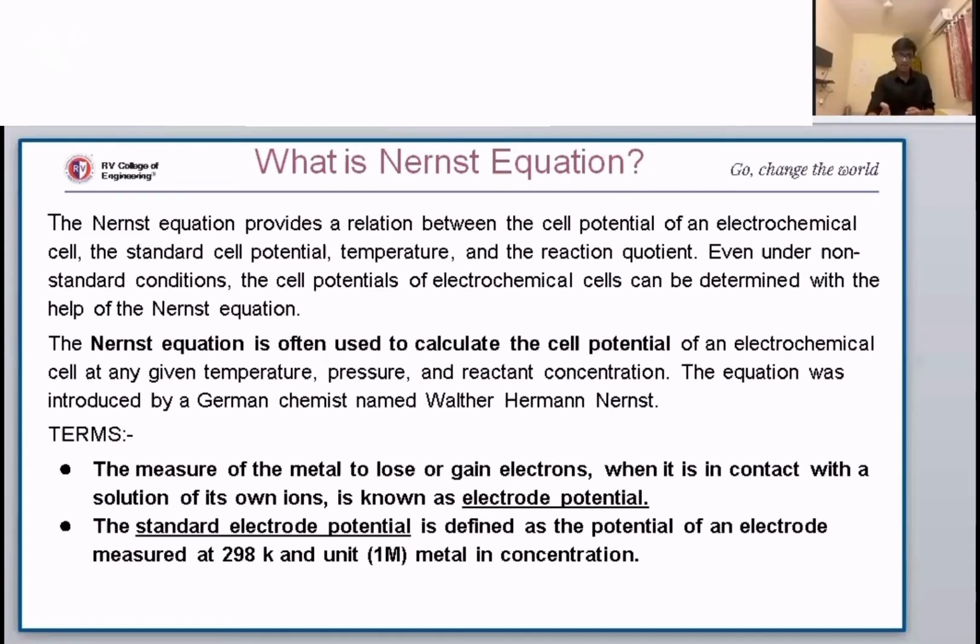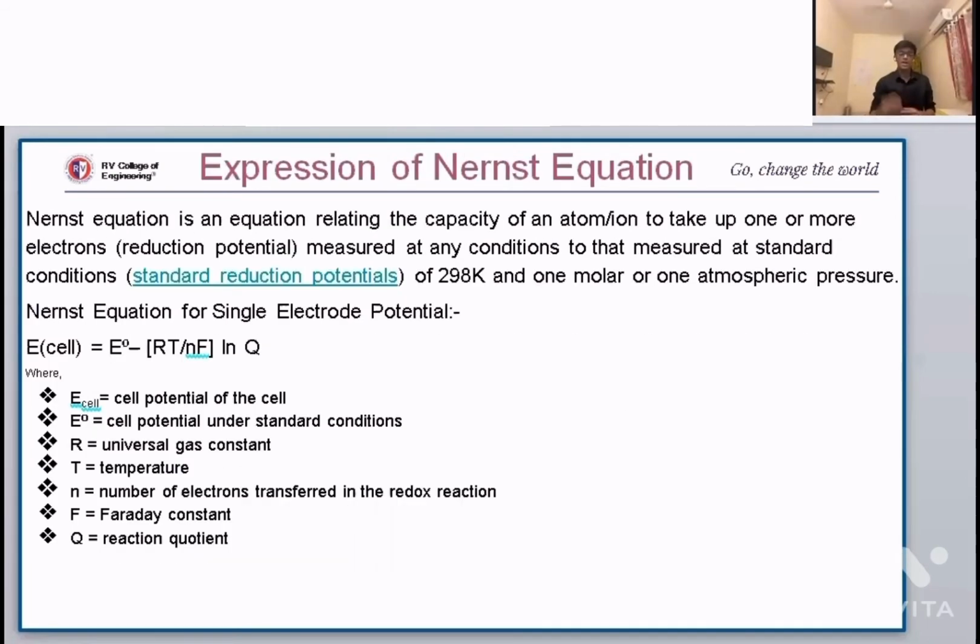Now, I can tell you what is electrode potential and standard electrode potential. As it is written, the electrode potential is the measure of the metal to lose or gain electrons when it is in contact with the solution of its own ions. While standard electrode potential is defined as the potential of an electrode measured at 298 Kelvin and 1 unit metal ion concentration, 1 molar. So here is the expression of Nernst equation, which was given by Mr.